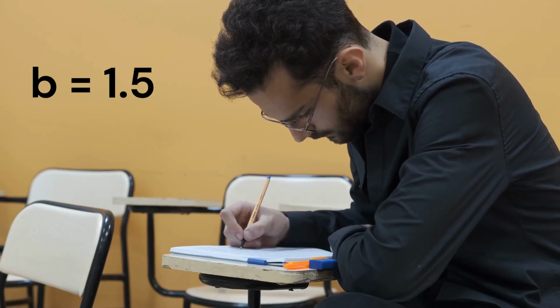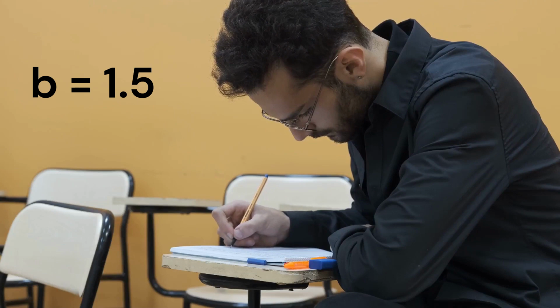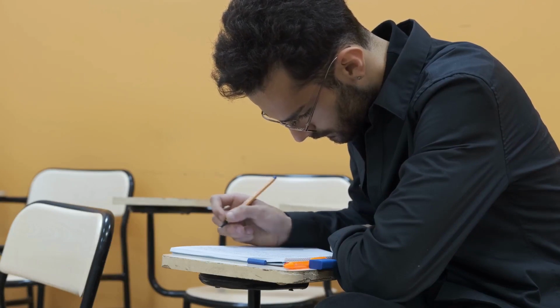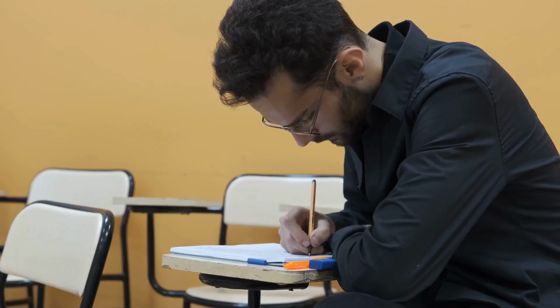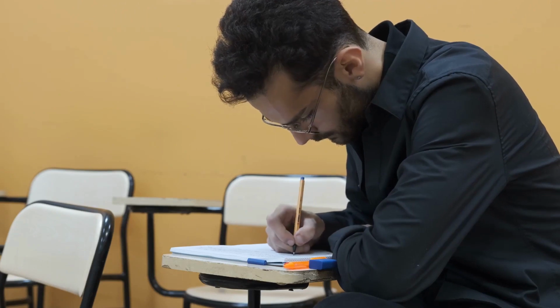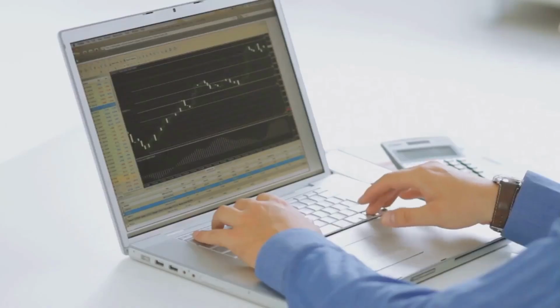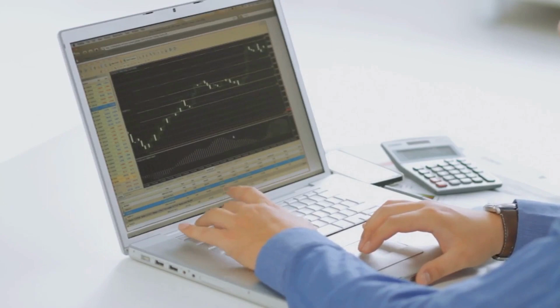But wait, you might say, what does this b value mean? Excellent question. In our example, the value of b, 1.5, means that for every additional hour studied, we can expect the test score to increase by 1.5.